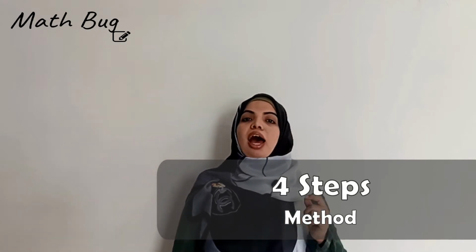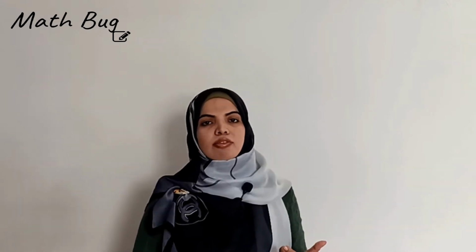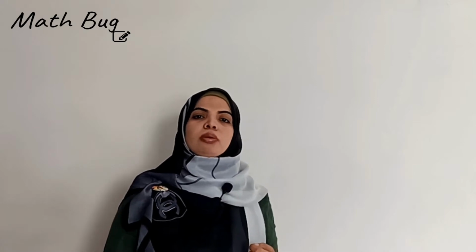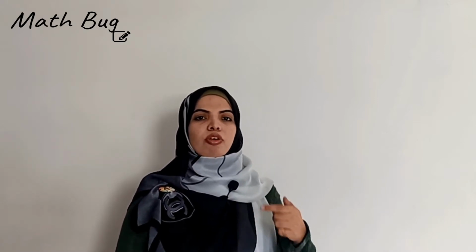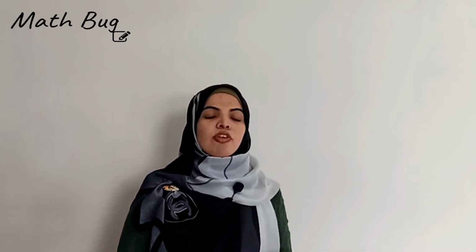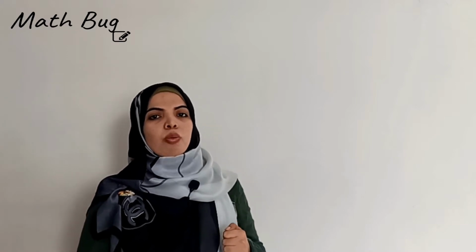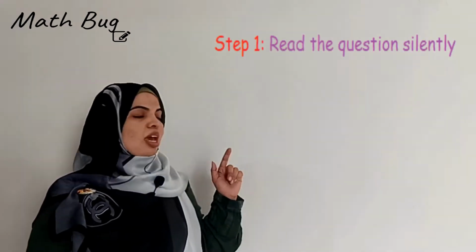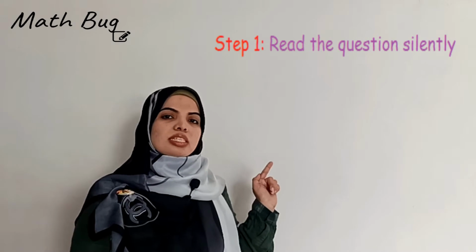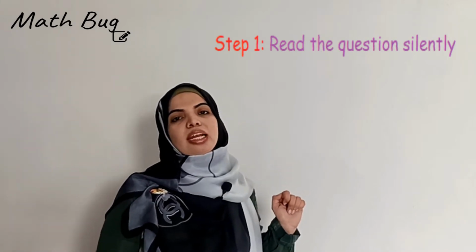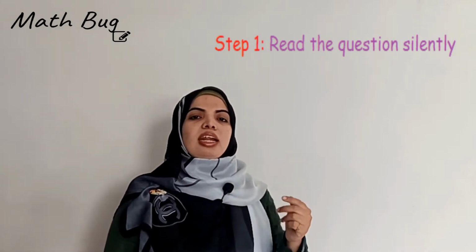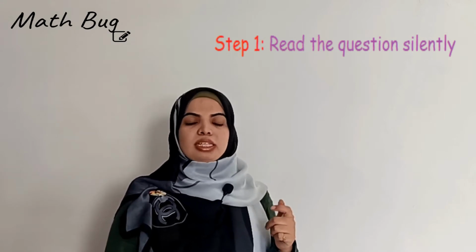The first step to understand word problems is the 4 steps method. This 4 steps method I have made by myself. Since I used to face problems in understanding word problems, I found out these 4 steps by myself, and it helps me a lot as well as my students. Now, what are those 4 steps? Step 1 is read the question silently. When you read the question silently, you understand half of the word problem easier.